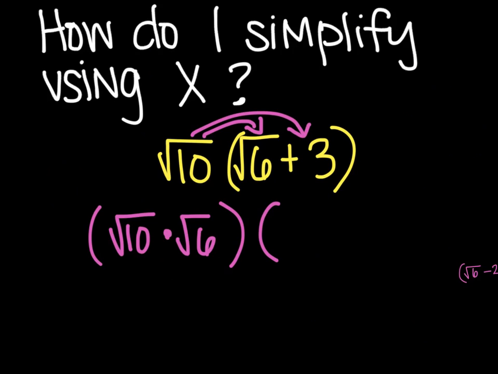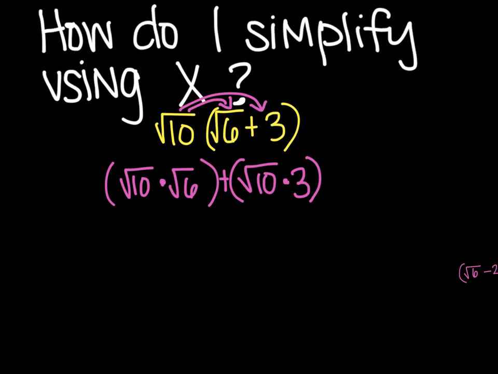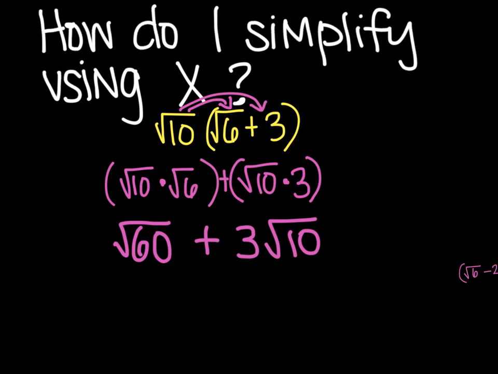And then I'm going to have plus, oops, I forgot my adding sign in between there, the square root of 10 times 3. And then I'm just going to simplify just like I have in the past. So using the multiplying rules, we know that makes this the square root of 60 plus 3 square root of 10. And you want to simplify that down if you can. And in this case, we can, because we can simplify the square root of 60.